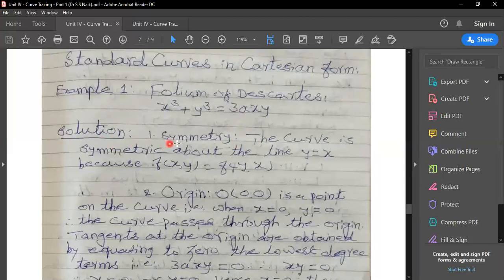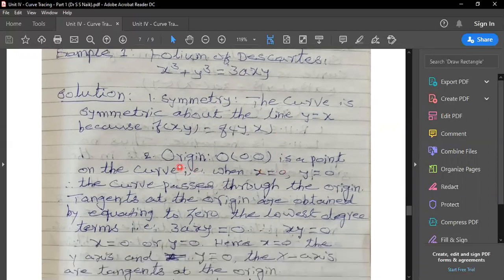Solution. First, we'll see the symmetry. The curve is symmetric about the line y is equal to x because when you replace x by y and y by x, for example, the equation remains the same. Therefore, the curve is symmetric about the line y is equal to x.